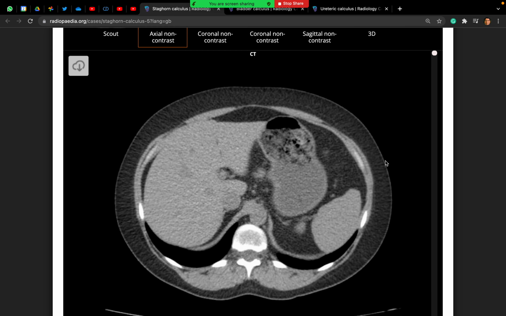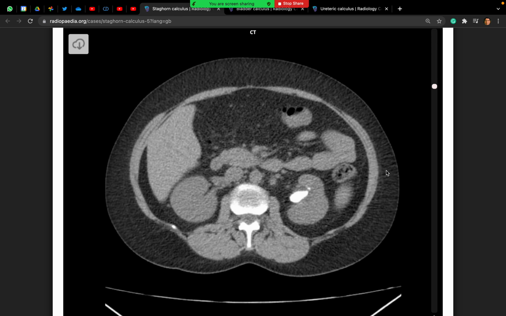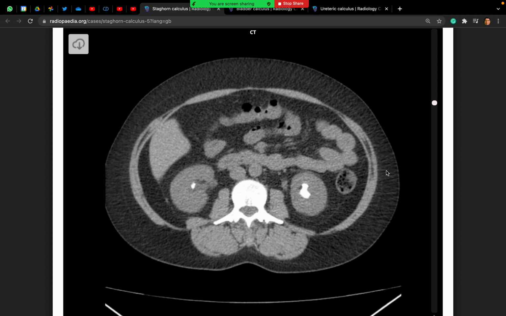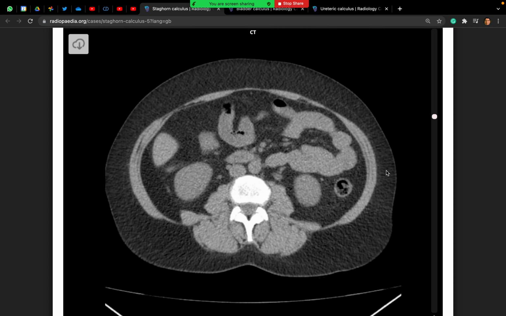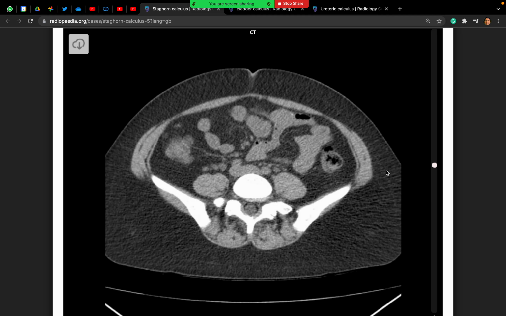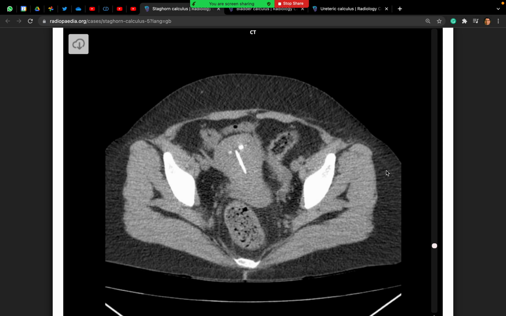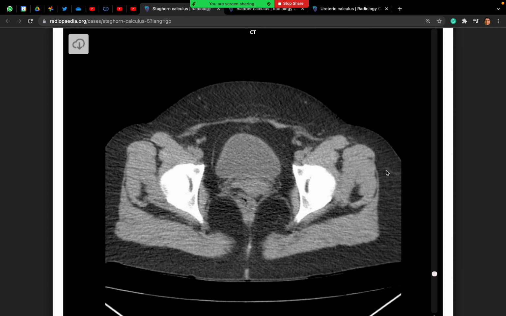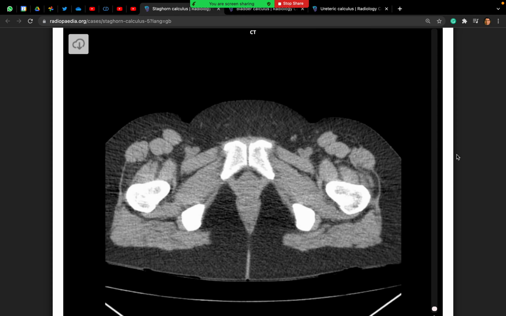Okay, I will take it from top down. So indeed, there's a Staghorn stone in the left kidney, and there is a right lower pole stone. There's no obvious ureteric stone that I can see. Okay, so what are we going to do?